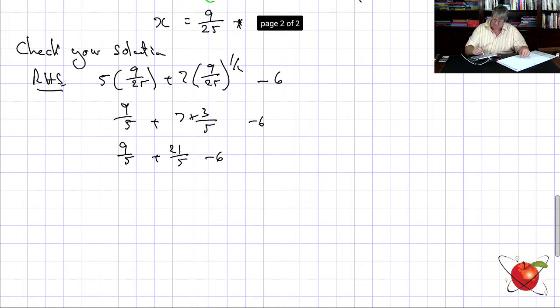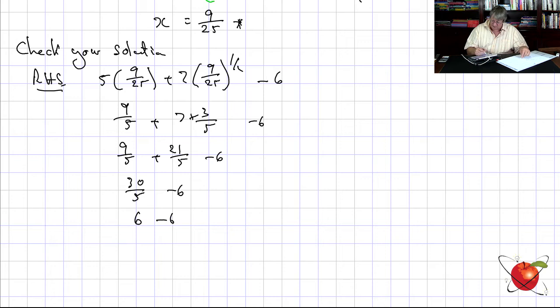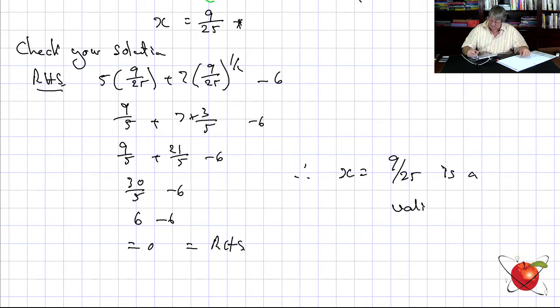let's shift this just up a bit. That is equal to 30 over 5 minus 6. 6 minus 6 is equal to 0, is equal to the right-hand side. Therefore, x equals 9 over 25 is a valid solution to that equation. Right?